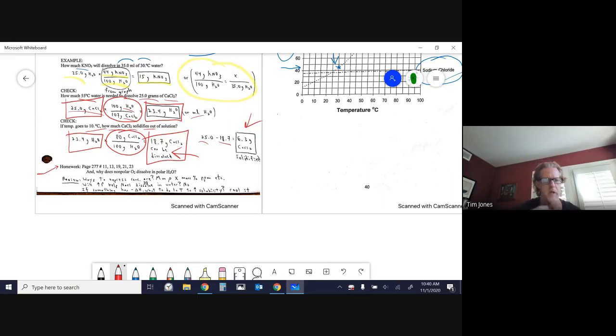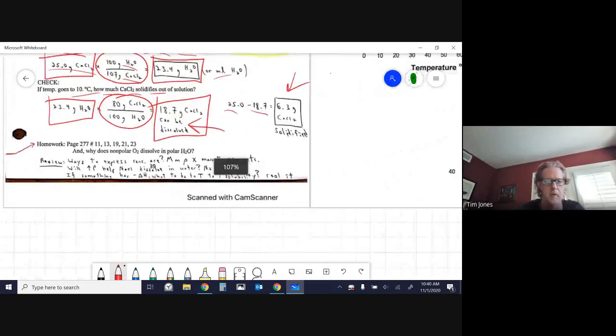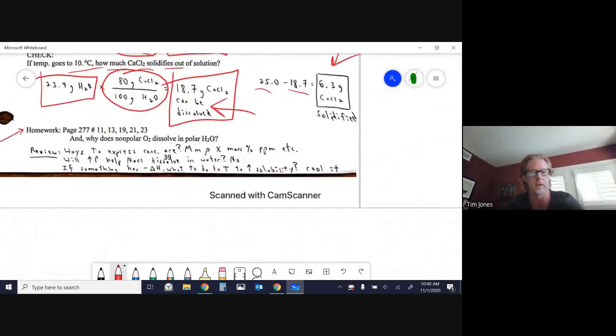The only one I really want to talk about is I added a review question. If something has a negative delta H, if we want to dissolve as much as possible, what do we want to do with temperature? In this case, we'd want to cool it. So a negative delta H means that the process is giving off heat. So we don't want to put heat into it. That will make it harder. So in this case, you'd actually want to cool this particular one.